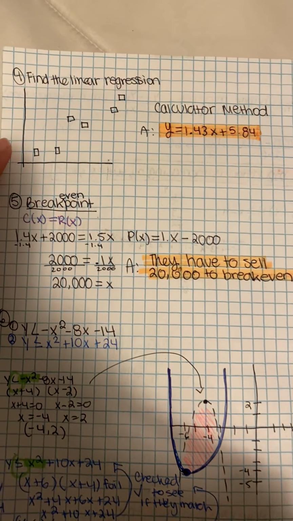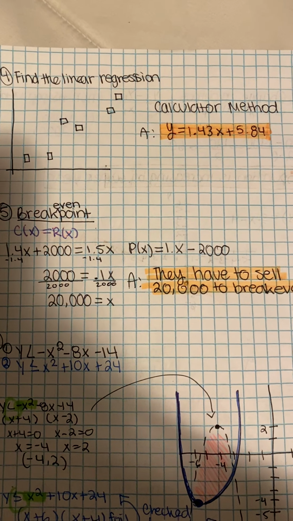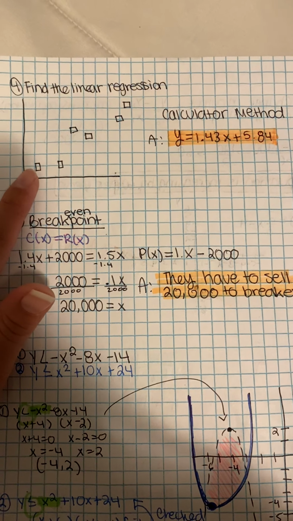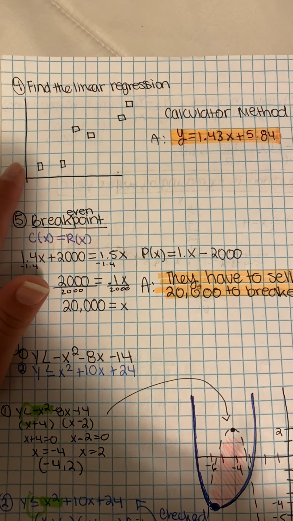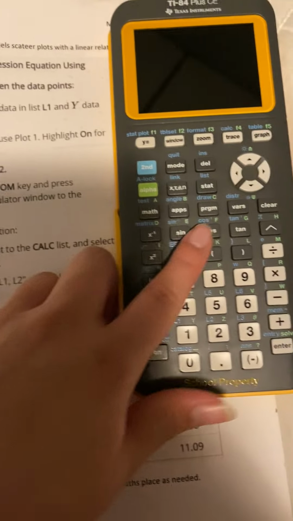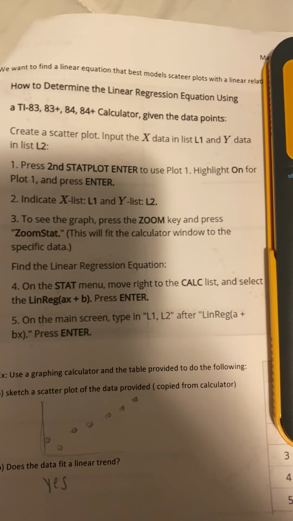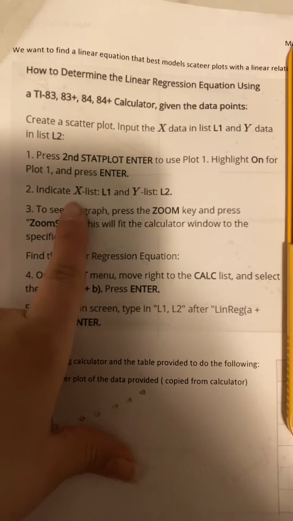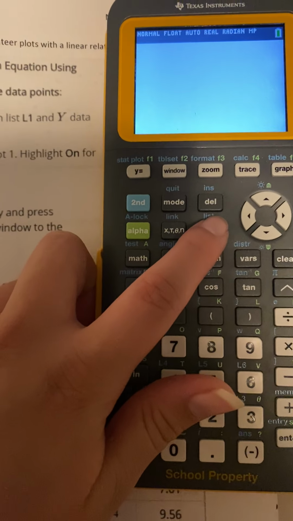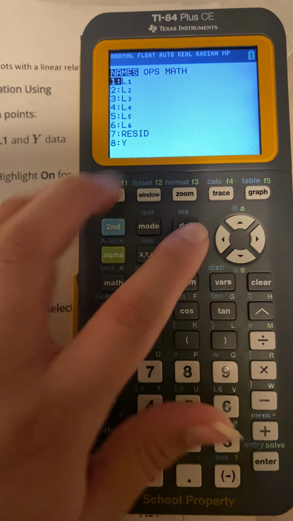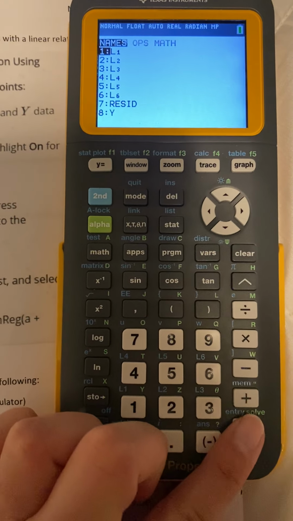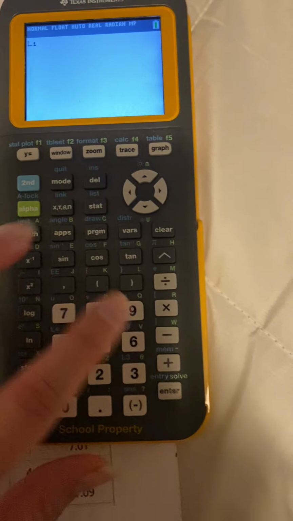Okay, so for number 4, I was supposed to find the linear regression using the calculator. So I actually did this problem following along the chapter 4 notes that you provided for us. So I used these steps in the calculator. So first, I did second, and then I did stat, and then I needed to make sure I had L1 and L2. So then I inserted it.